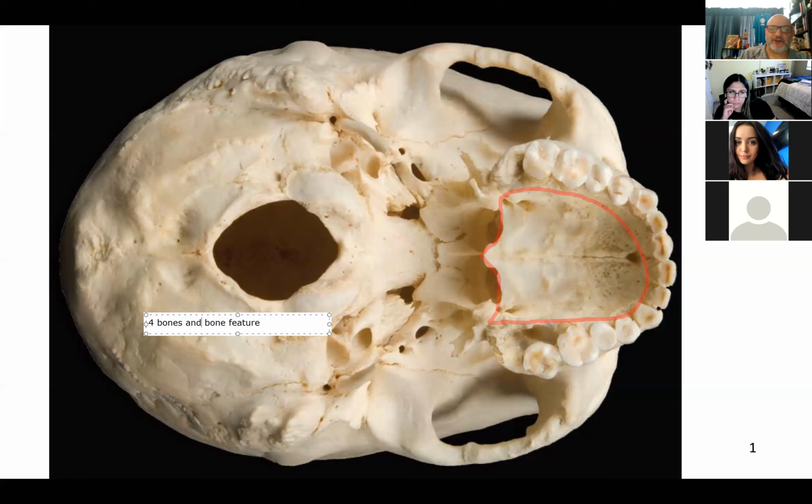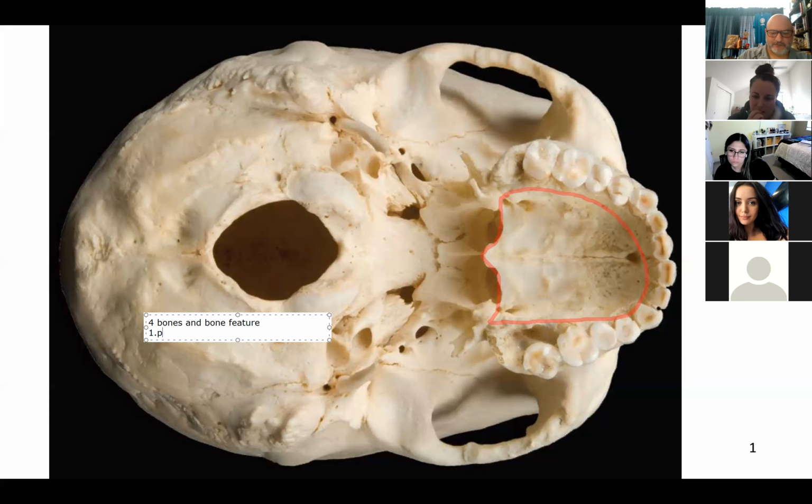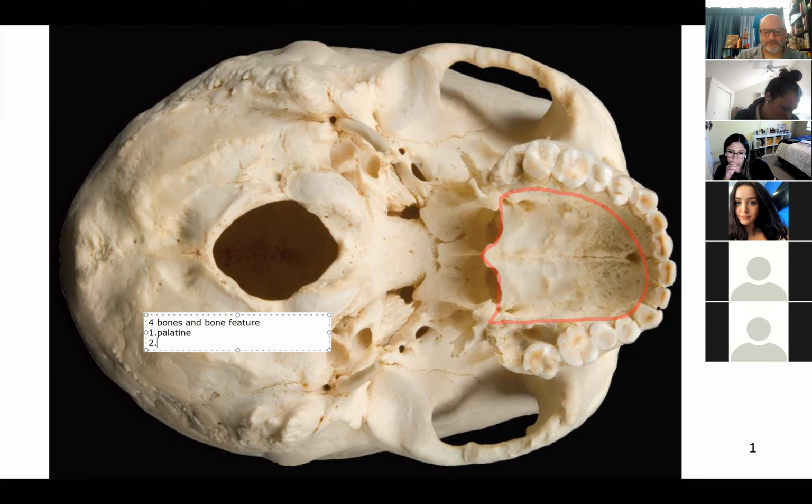So let's see if we can start easy. And I think Julia's got the right idea. Let's start by identifying the 4 bones. What are the 4 bones? Give me one of the bones that makes up the hard palate. The palatine. Give me another one. The maxillary? Maxillary or maxilla. Excellent. So what's left? The lefts and rights. Bingo.